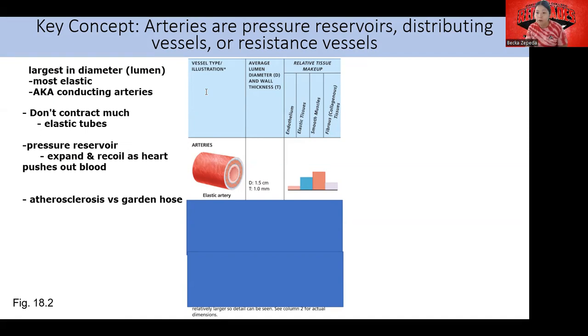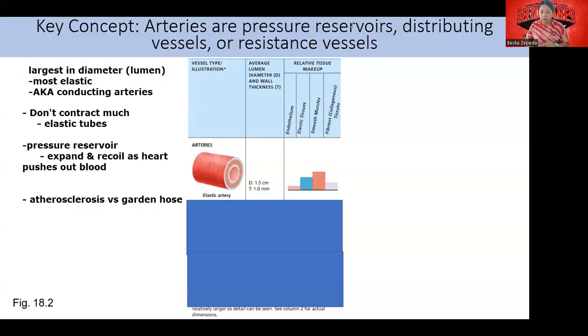If you don't have that expansion, okay, what's going to happen? So like with a garden hose, let me see, how do I want to explain this? So, like what I was saying with atherosclerosis and a garden hose.